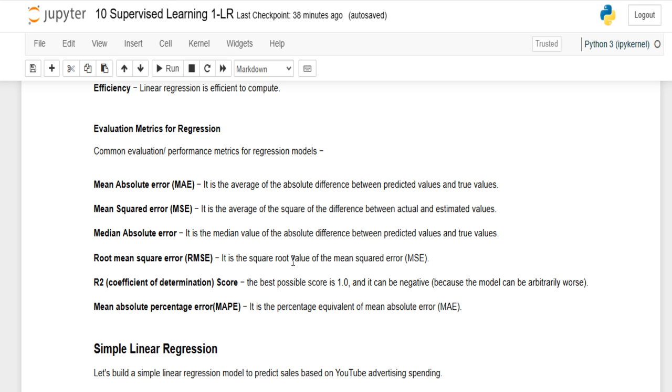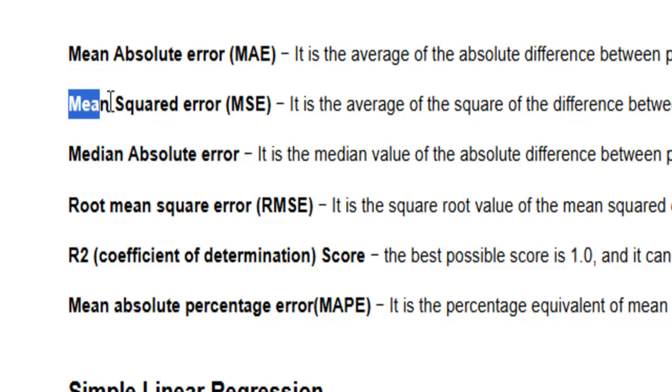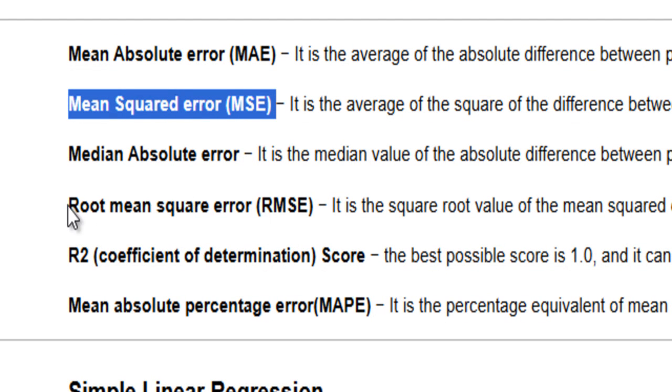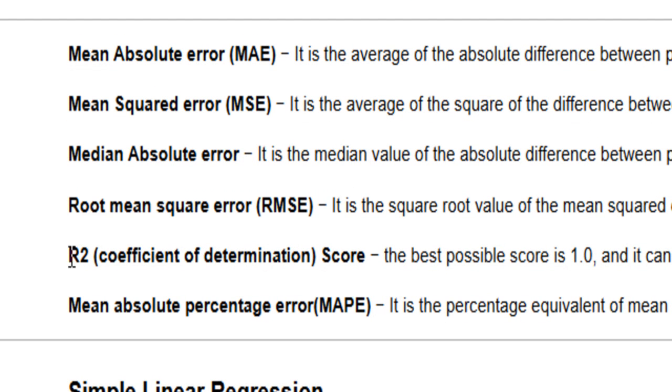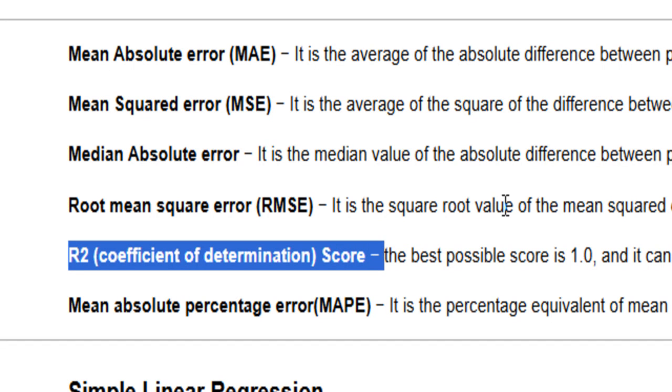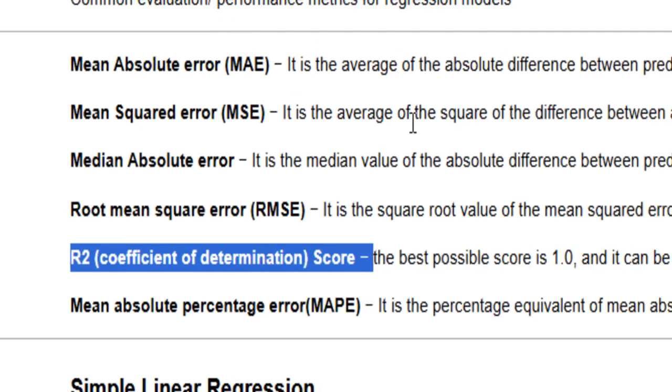We also have the mean absolute percentage error, which is called MAPE. It is the percentage equivalent of mean absolute error. So all these are commonly used, but there are three major ones, which will be commonly used most times in the majority of machine learning metrics.